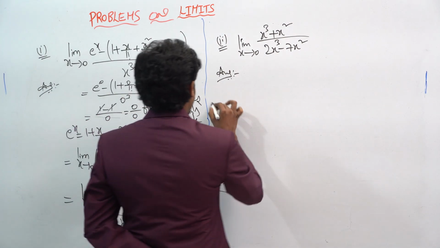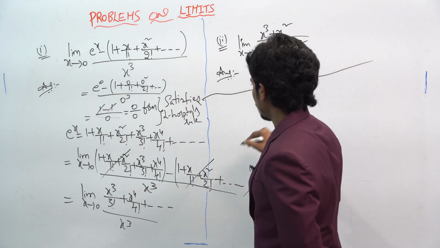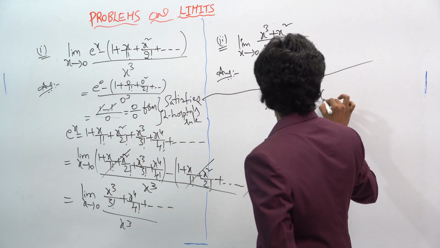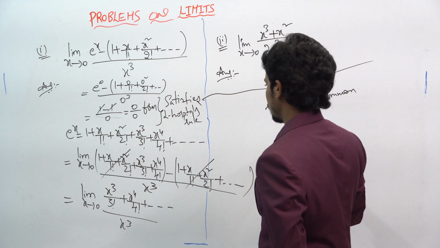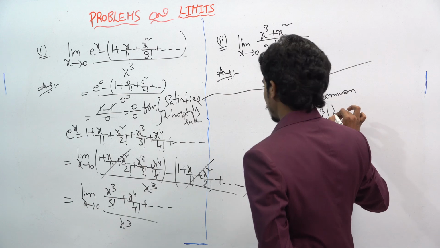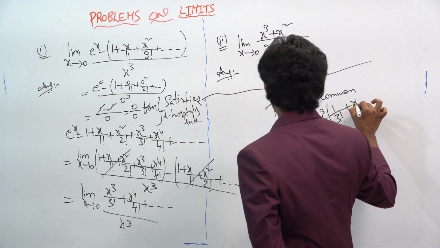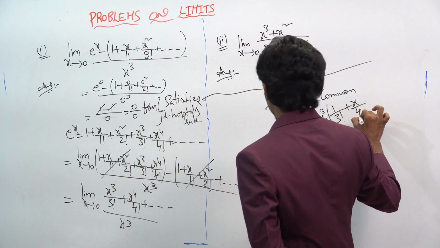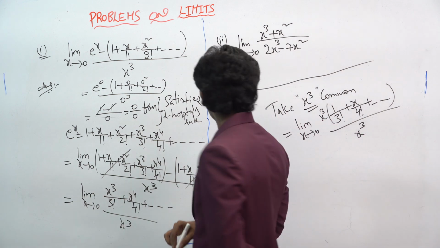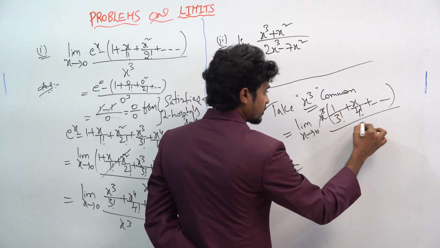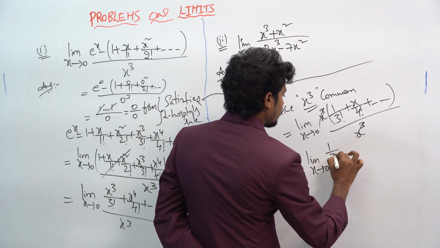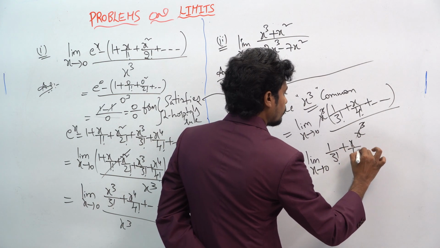Here, take x cube common. So this becomes limit x tends to 0 of x cube times (1 divided by 3 factorial plus x by 4 factorial plus so on) divided by x cube. The x cube will get cancelled. So this becomes limit x tends to 0 of 1 divided by 3 factorial plus x by 4 factorial plus so on.